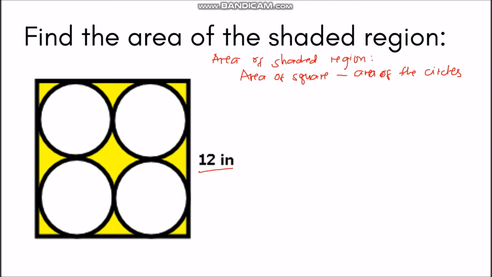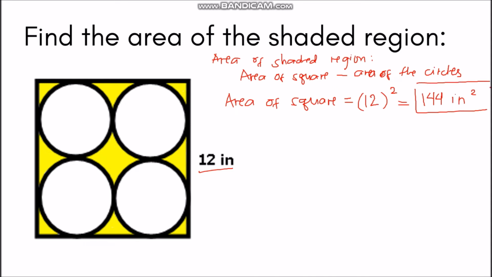So we need to get the area of the square and at the same time get the area of the 4 circles, then subtract so that we can get the area of the shaded region. First, let's solve for the area of the square. This can be solved by squaring the side, which is 12. So 12 squared is equal to 144 square inches. This is now the area of the square.